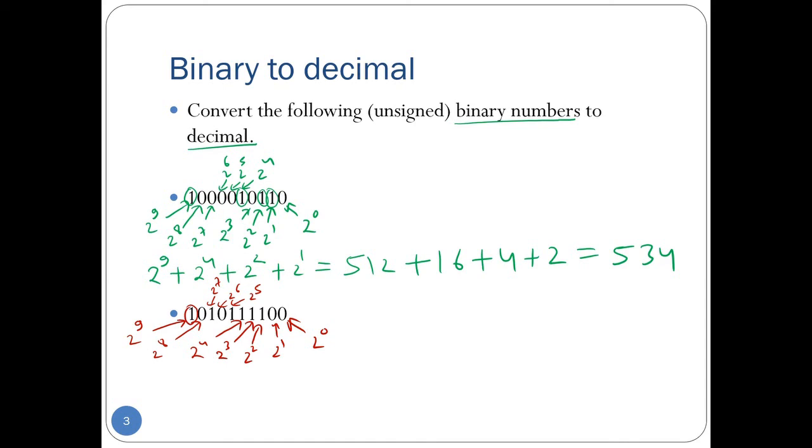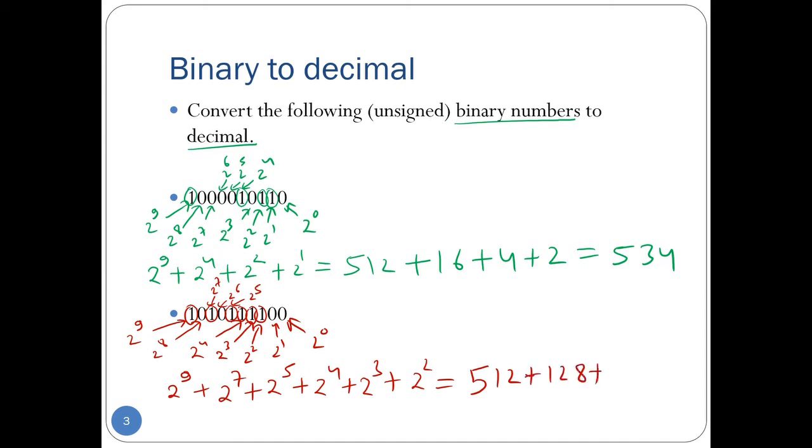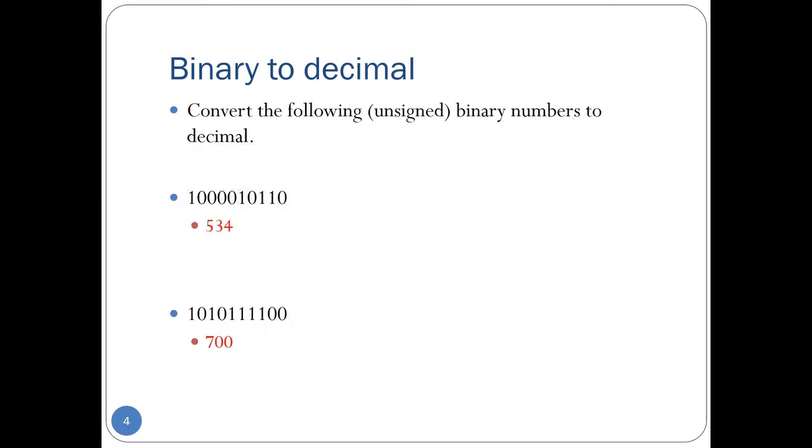So basically 2 to the power 9, 2 to the power 7, 2 to the power 5, 2 to the power 4, 2 cube, 2 square. So this is the same as, again, 512 plus 128 plus 32 plus 16 plus 8 plus 4, and adding all of this we get 700. So this is our final answer. The answers to the conversion question are also listed over here.